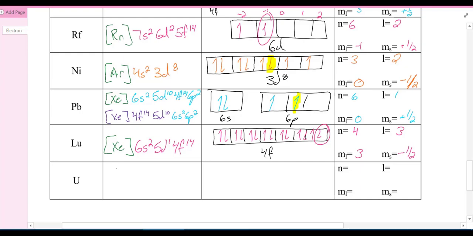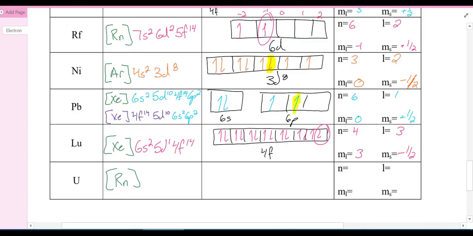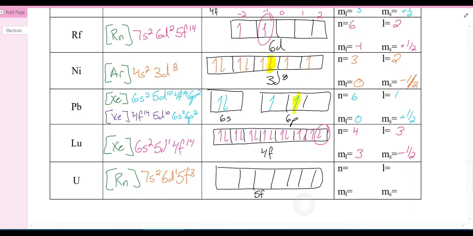And finally, last but not least, uranium. And uranium we get to use radon for, because uranium is right there. The last one on the planet that exists naturally. Okay, so where do we start? Looks like it's 7s2, right? 6d1, 5f3. So 5f3, 1, 2, 3. This guy. N is 5, L is 3, negative 3, negative 2, negative 1, and plus 1/2.